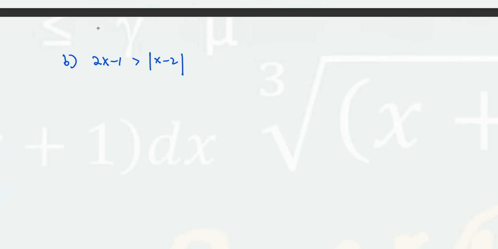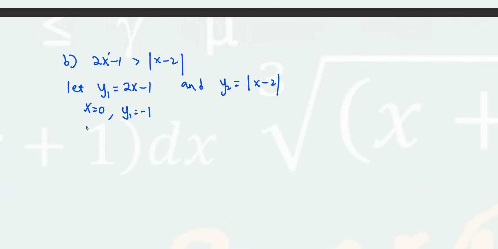Okay, so now I will have to sketch both graphs. So let y1 equals to 2x minus 1 and y2 equals to modulus x minus 2. Okay, so now for the y1, I let x be 0 because it is linear function, so we just need 2 points. So when x equals to 0, your y1 is minus 1. And then when y1 equals to 0, my x1 is going to be 2x minus 1 equals to 0, so your x is half. So now I get 2 points.